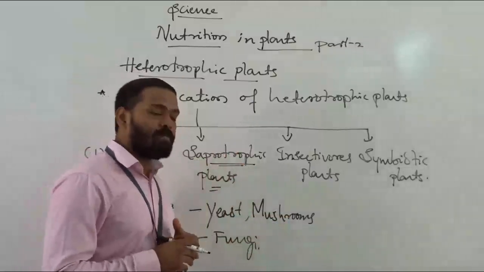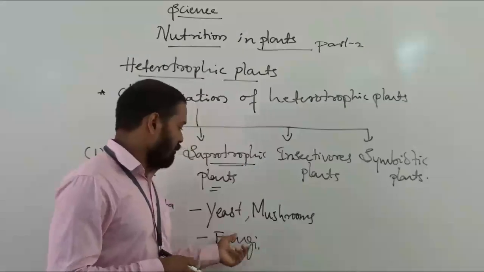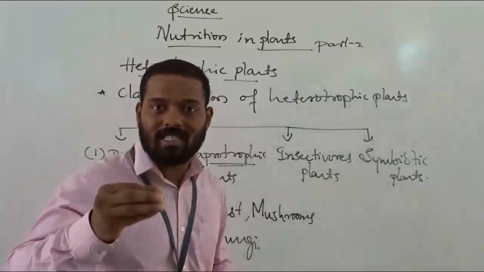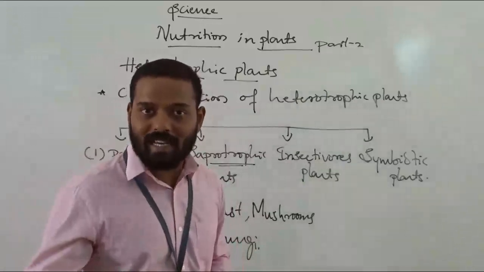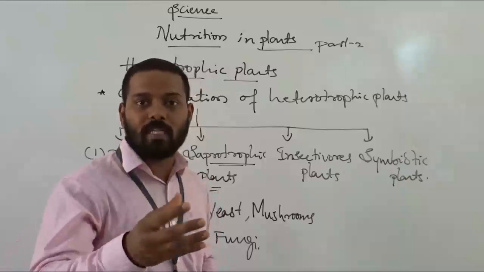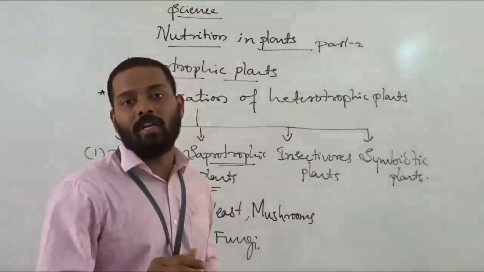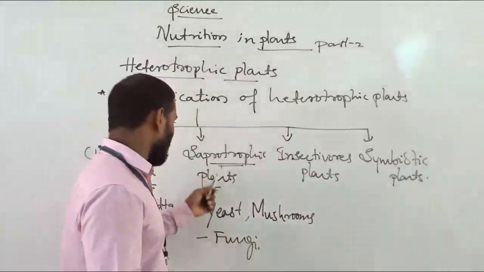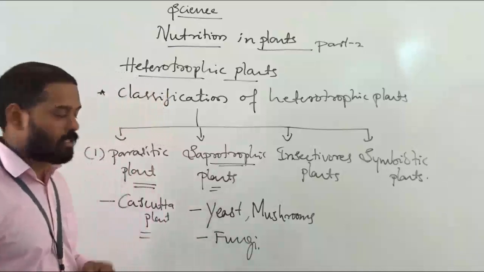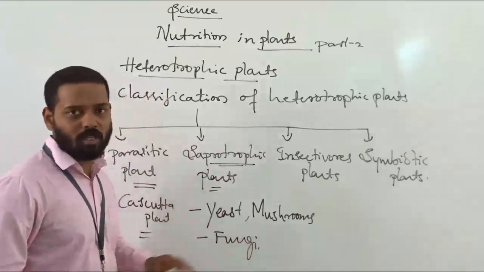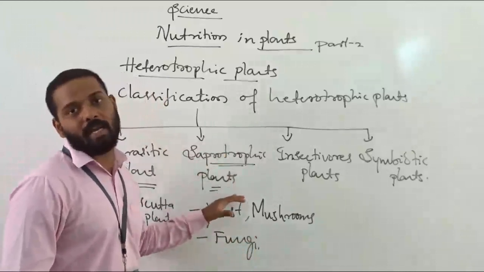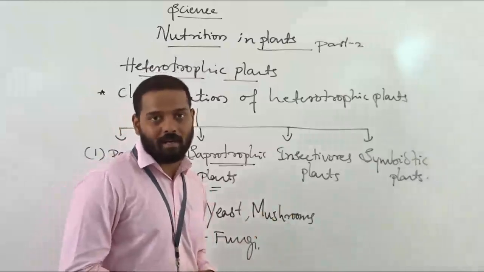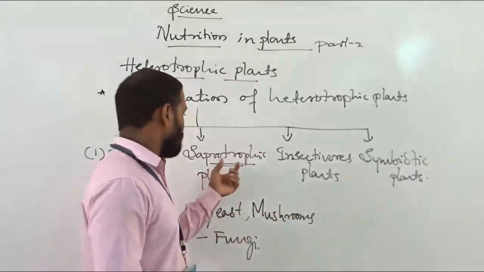So for saprophytic plants, like mushroom or fungus, these living organisms release some fluid onto the dead and decayed matter. Then that fluid dissolves the dead and decayed matter, and when it is dissolved, obviously it releases the nutrients, and those nutrients are utilized by saprophytic plants. Understood now what saprophytic plants are? Saprophytic plants are those plants that depend for food on dead and decayed matter.